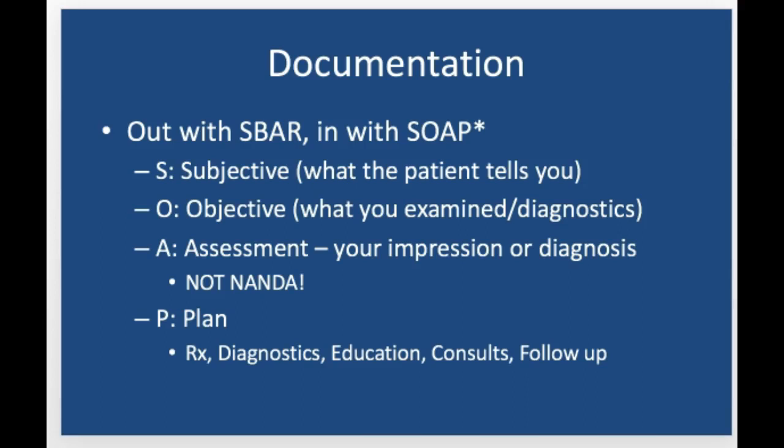Your assessment, this is your impression. This is what you think is going on. Usually this is listed by diagnoses. So it has to have an ICD-9 code or an ICD-10, sorry. So we're not talking about NANDA, at-risk-for type diagnoses. We're actually talking about billable diagnoses. So pneumonia, right lower lobe, upper respiratory infection, things like that, acute cystitis. These are diagnoses that are associated with an ICD-10.